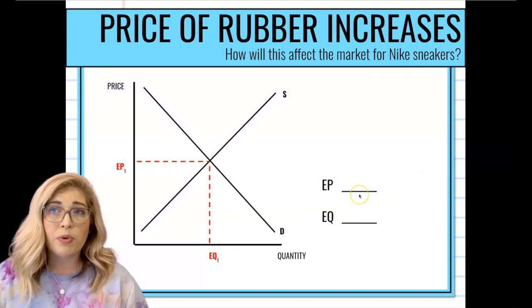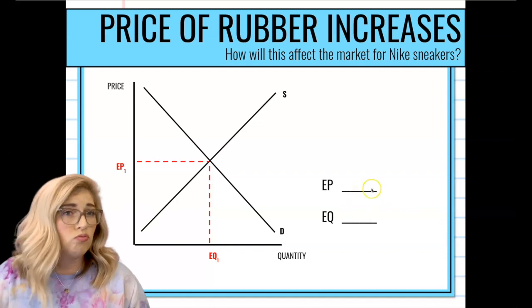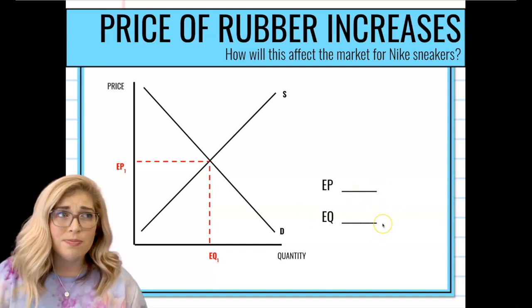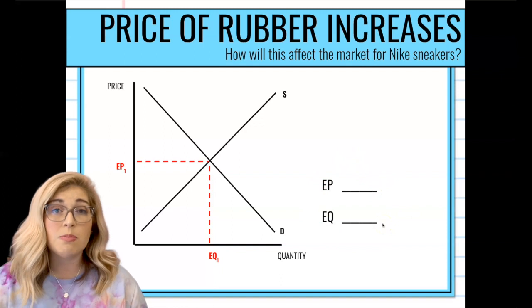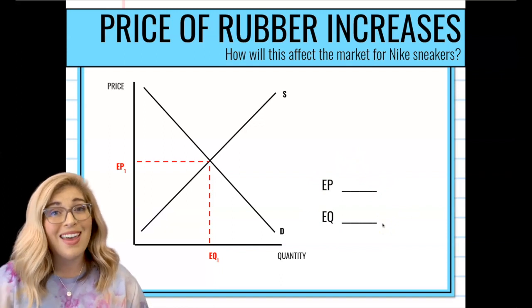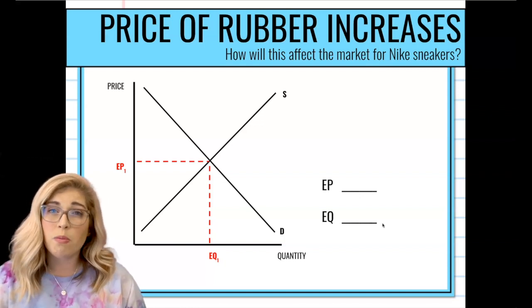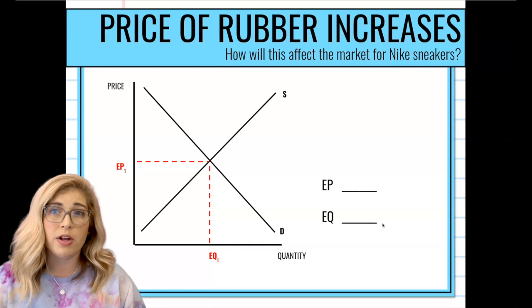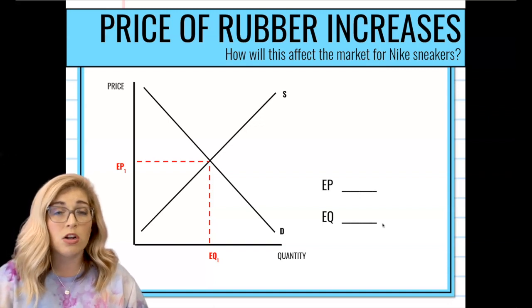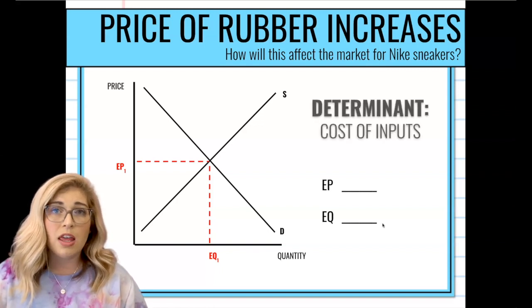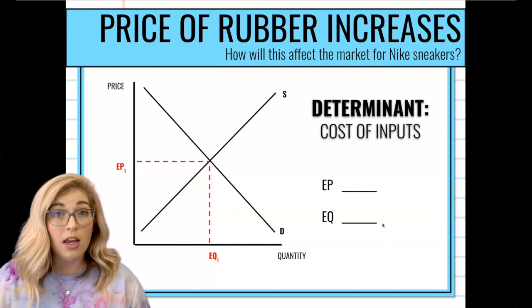Now, think about the price of rubber. What does that have to do with sneakers? A sneaker is made with rubber, so it's an input. Now you have to think about which determinants we talked about that involve inputs, and you should remember that we have costs of inputs. So our determinant here is the costs of inputs. So this is supply. It's going to affect the supply. Now thinking about the price of rubber, if it increased, that means it's more expensive.